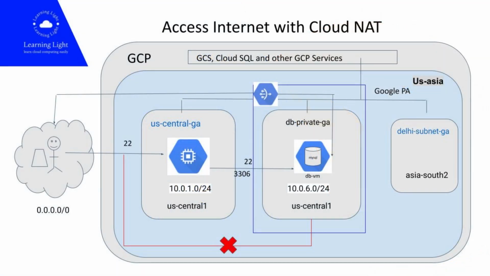Friends, in an earlier lecture, we created a VM instance named DBVM inside a secure private network named DB Private GA in the Central 1 region. Also, we created a NAT gateway and mapped that NAT gateway to the DB Private GA subnet so that DBVM can get internet access. If you have missed that video lecture, you can go through it right now, and we are providing the links in the description below.